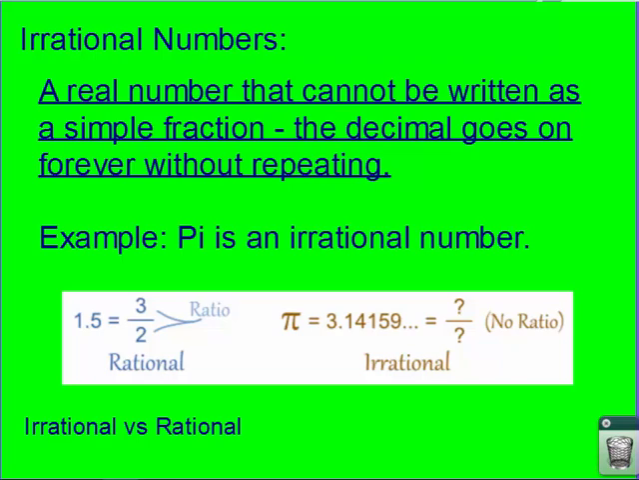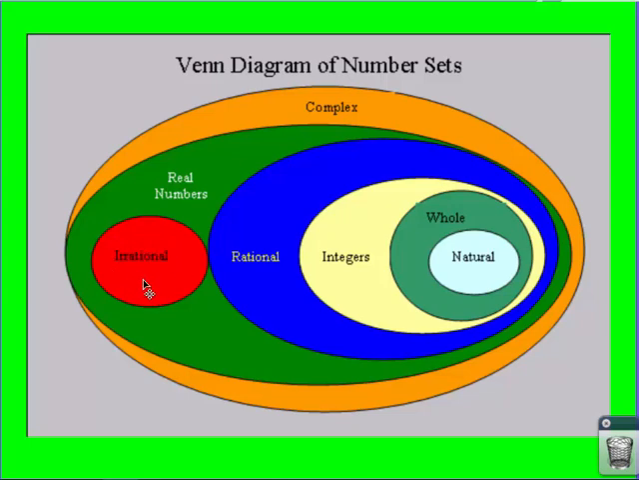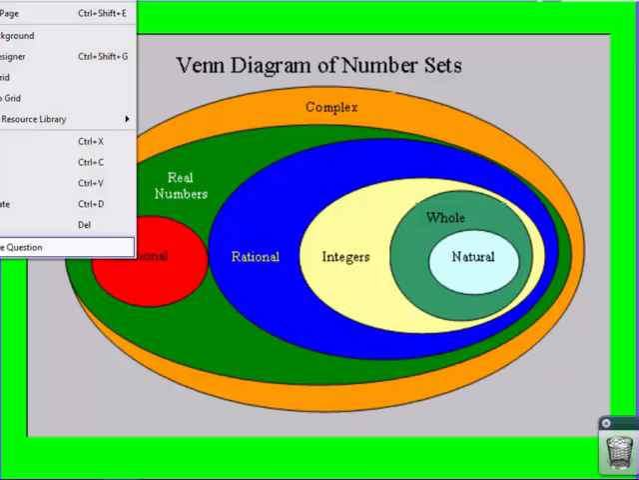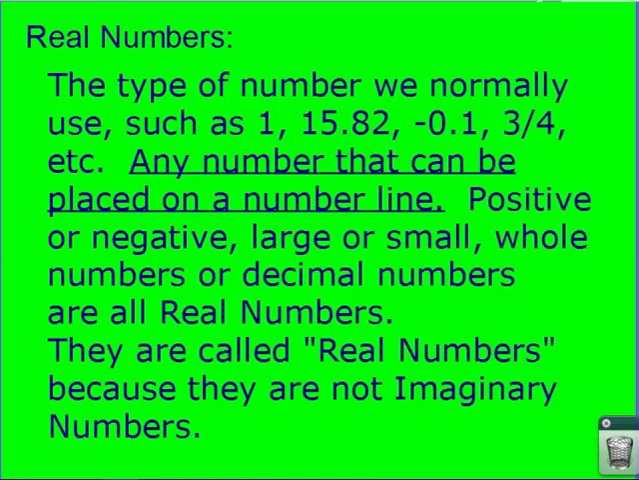Okay, so irrational numbers are kind of off by themselves, but you'll notice that there's one group that encompasses both of those, and that is the real numbers. It says that a real number is the type of number we normally use, such as 1, 15.82, negative 0.1, 3/4, etc. So what a real number really is, is what's underlined: any number that can be placed on a number line. That is what a real number is.